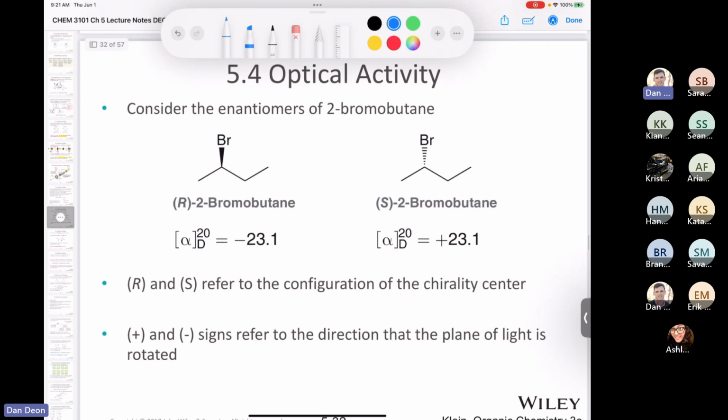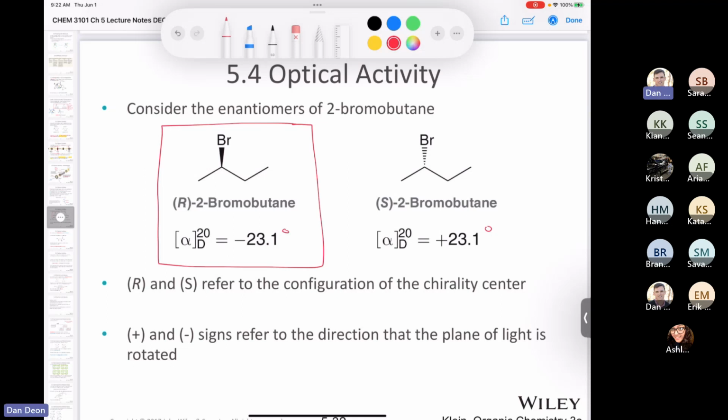If you have one enantiomer that rotates plane polarized light, like our 2-bromobutane, it rotates it by negative 23.1 degrees. Well, then the enantiomer is going to rotate it to positive 23.1 degrees. All right, that's all I want you to know. So positive and negative refer to clockwise and counterclockwise, respectively. And R and S refer to configuration of the chiral center.